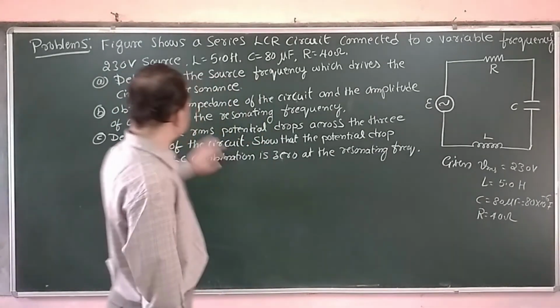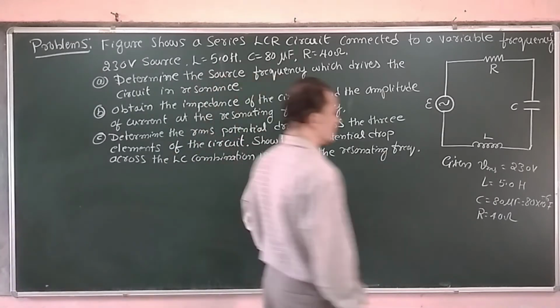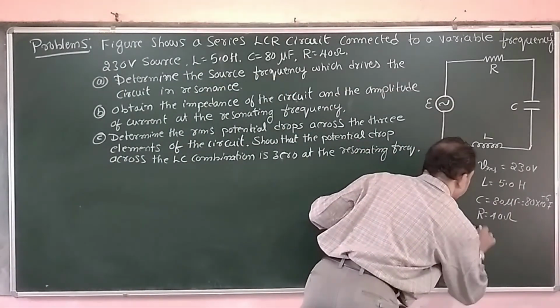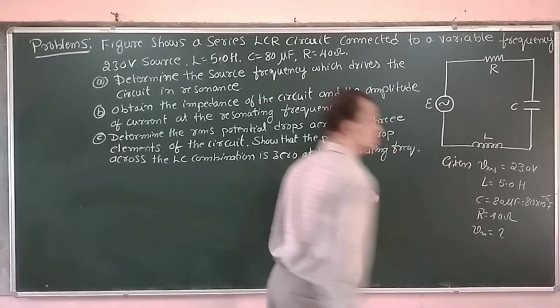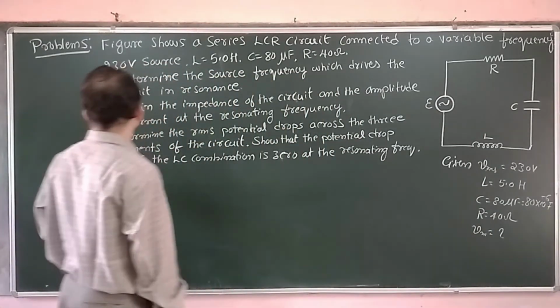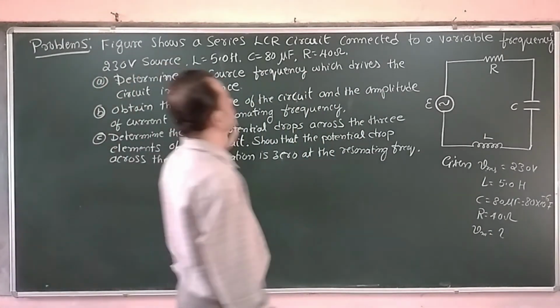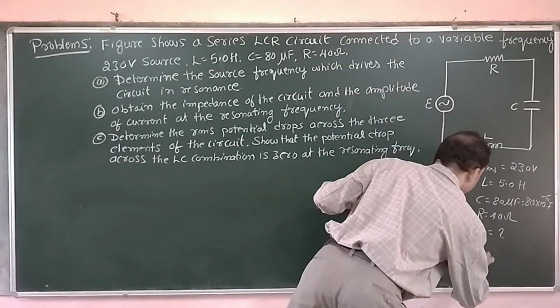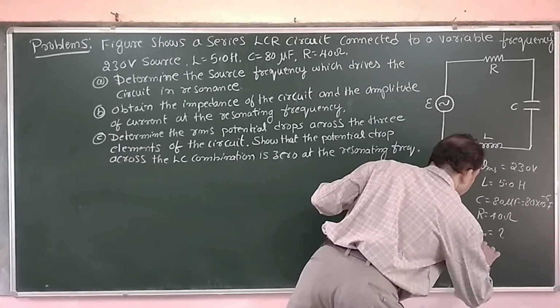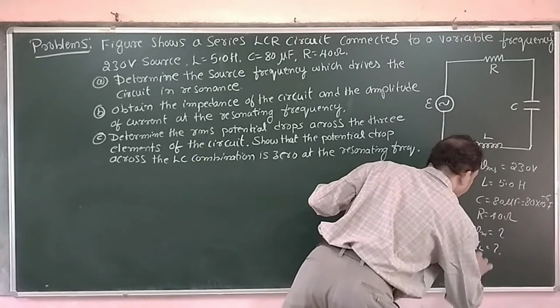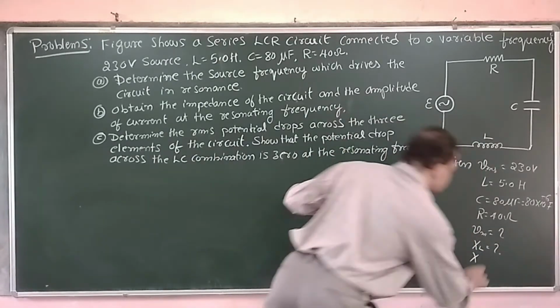Since they have asked the amplitude of the current, first we have to calculate the peak value of the voltage. That one thing we should find out. Then impedance, that is, XL we have to calculate, that is inductive reactance.